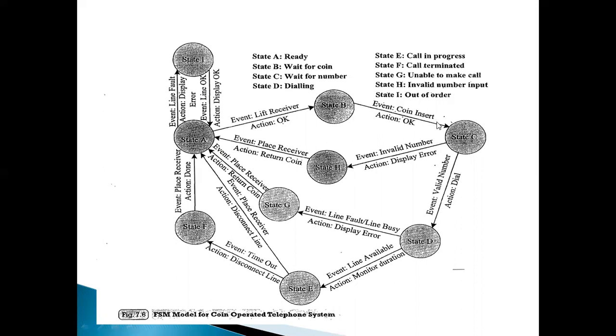Then if you insert the coin, next you dial the number. So from state C to state D, dial the number, state D. If the destination is available, it will go to state E. Next it will go to state F. F means the call is terminated because of the timeout, or you disconnect the call, meaning you place the receiver. After that it will go back to state A, the ready state for the next coin.